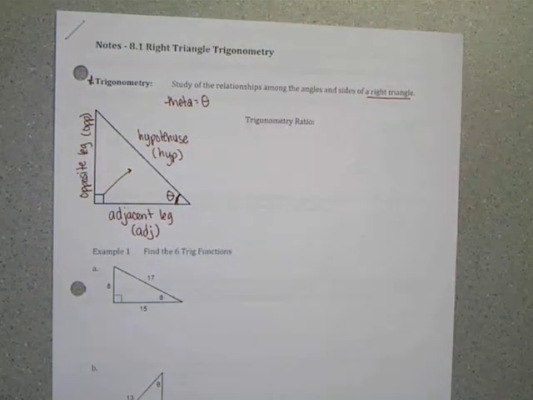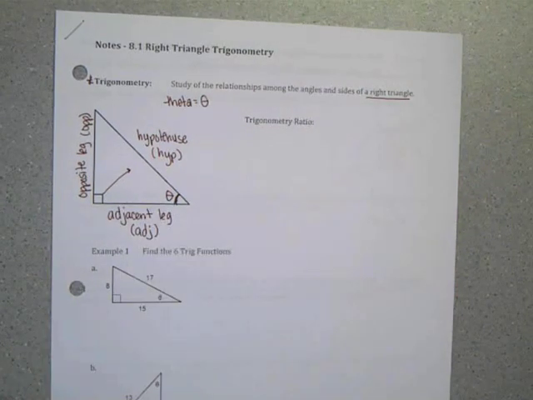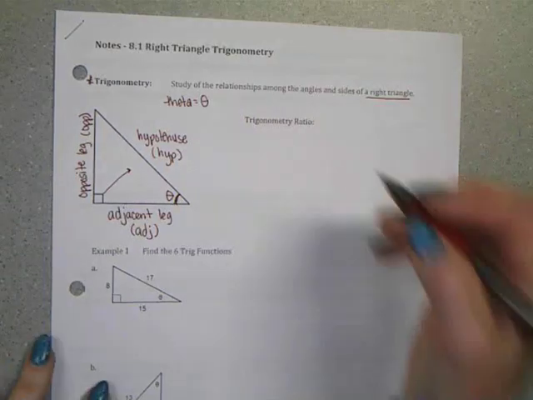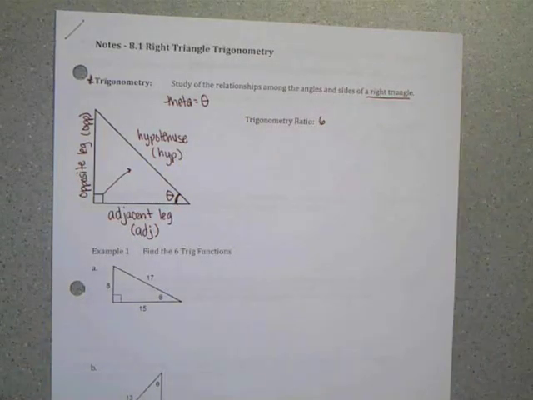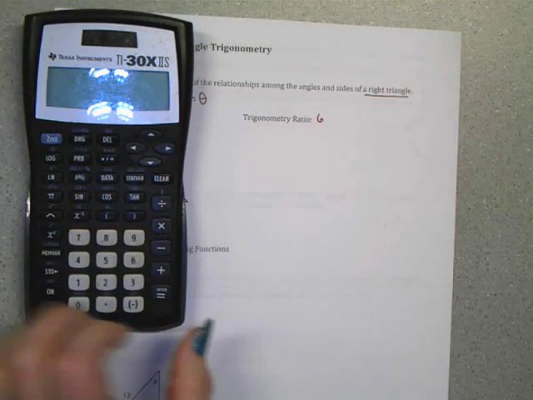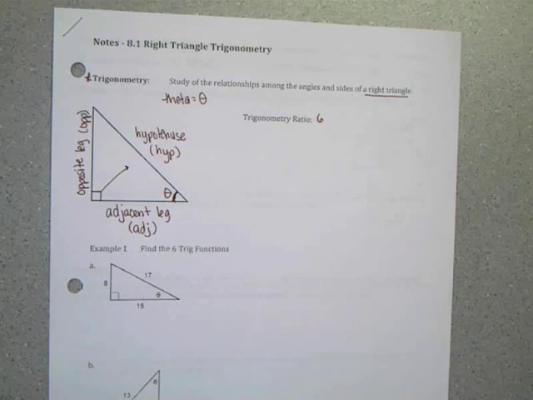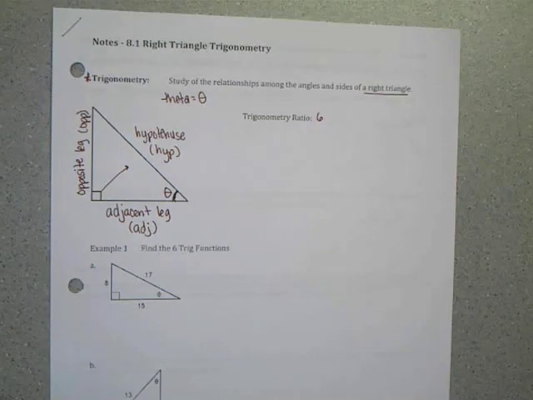Now that I've named the sides of my triangle, based on where my angle is, I can introduce you to the 6 trig ratios. There's a total of 6 of them. And you're going to finally get to use those buttons on your calculator that you've seen all the time and wondered what they were about. We'll be doing that in our next section as we talk about how to use these trig functions.